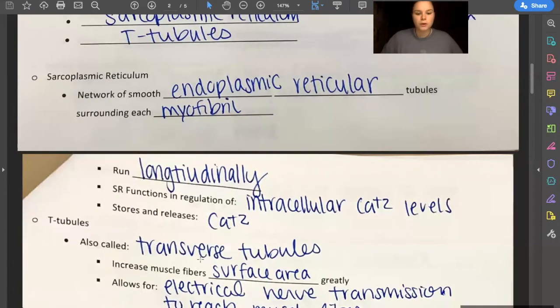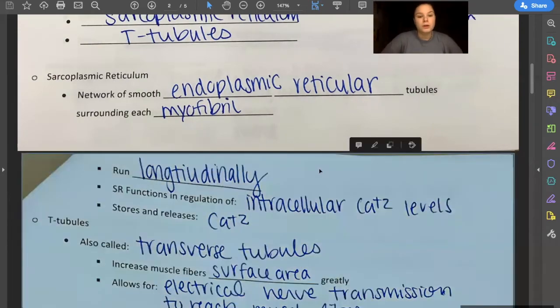Okay, so this allows the electrical impulses to be transmitted. That's the big piece. And then it increases your surface area. So instead of just jumping all around, it goes down the T-tubule so that it can just spread.